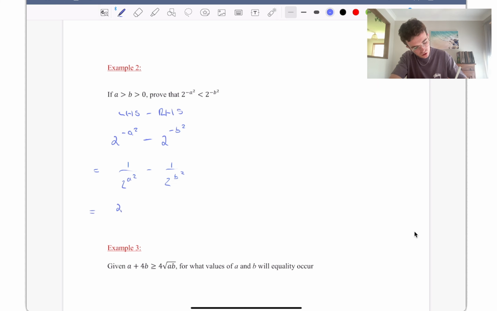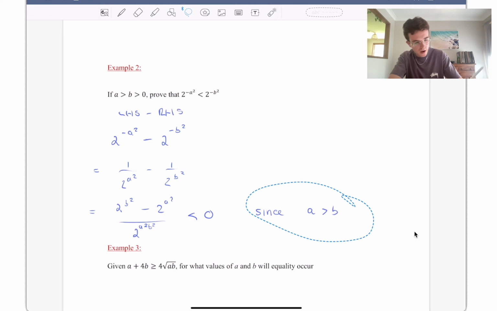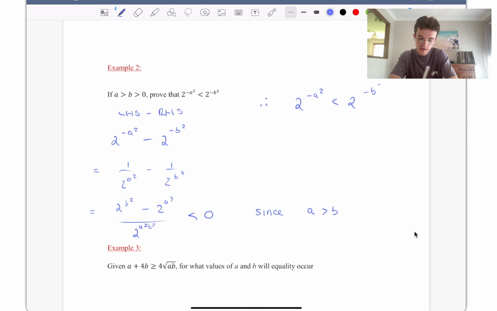Now, since a is greater than b, then this expression is less than 0, since a is greater than b. Because 2 to the power of b squared minus 2 to the power of a squared, well, this number has to be bigger because a is greater than b. So therefore, 2 to the minus a squared is less than 2 to the minus b squared. So again, we've proven that by showing that the left-hand side minus the right-hand side is less than 0.